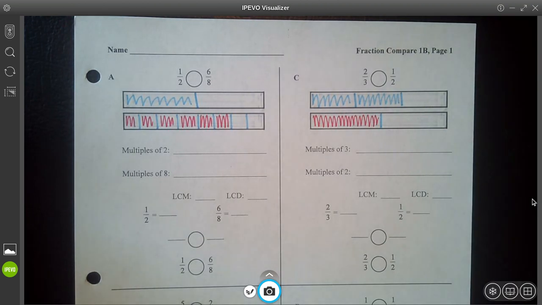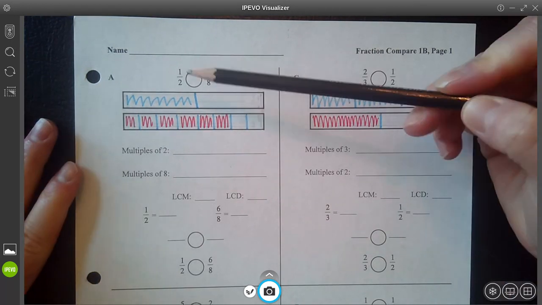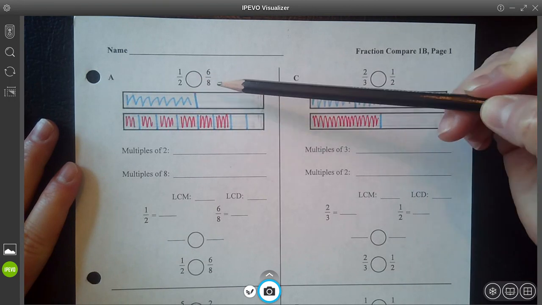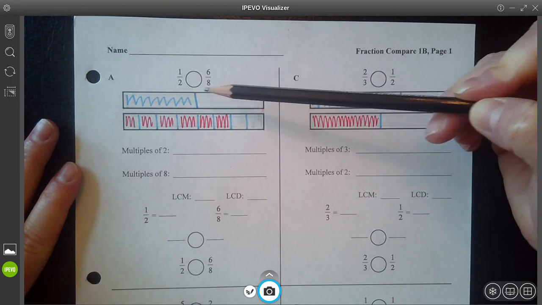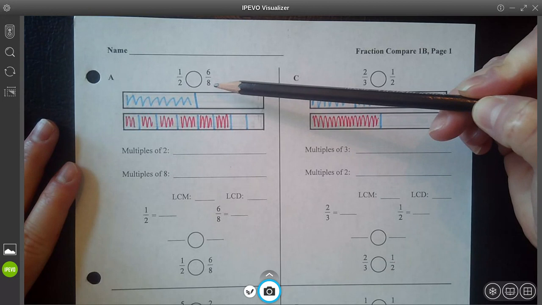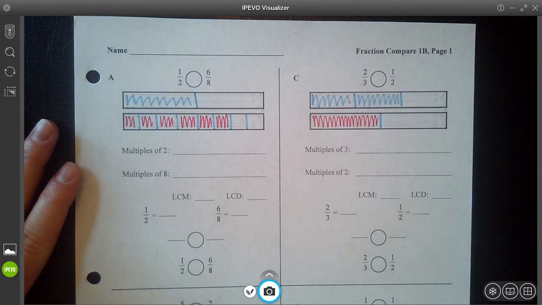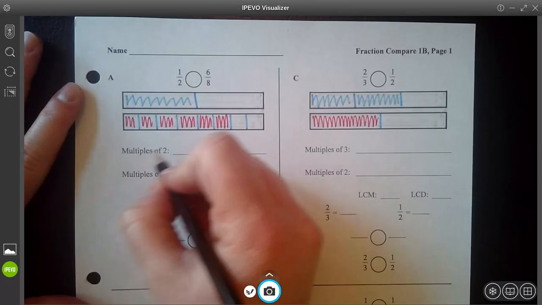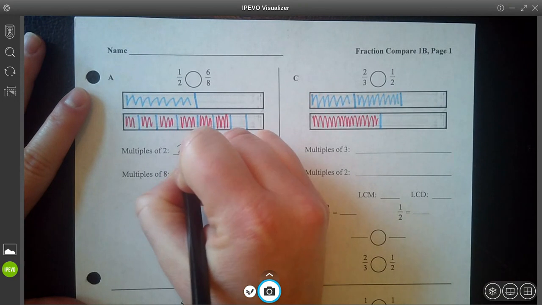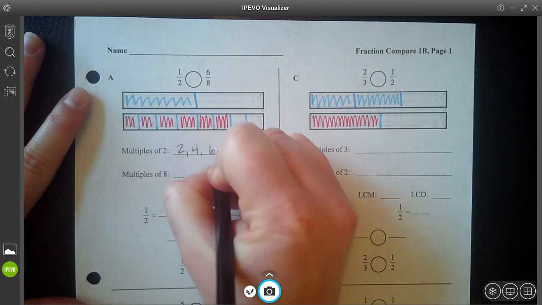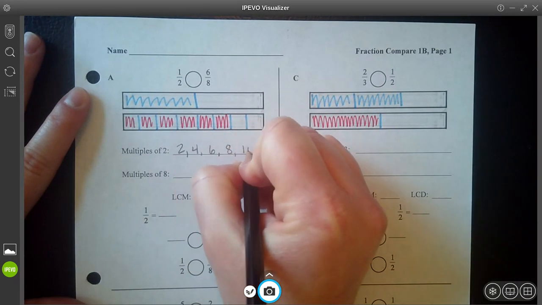All right, guys, let's talk more about how to find our least common multiples to help us compare fractions. This first example, we are going to be comparing 1/2 to 6/8. As you can see, we're talking about halves and eighths. Let's see how we can make those into common denominators. So let's talk about multiples of 2. We have 2, 4, 6, 8, 10.